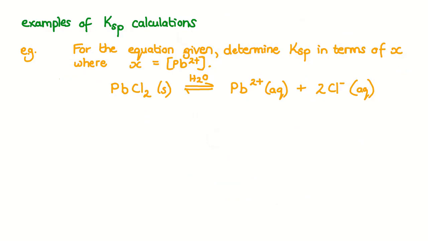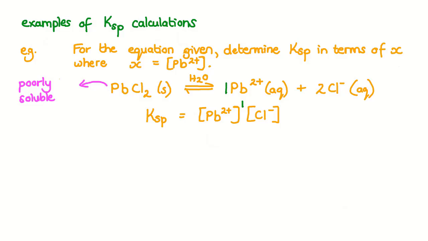For the equation given, determine KSP in terms of x, where x is equal to the concentration of the lead ion, or Pb2+. And the equation is PbCl2 solid dissolved in water to give Pb2+ aqueous plus 2Cl- aqueous. Lead chloride is poorly soluble in water. The KSP expression for this equilibrium is the concentration of the lead 2+ product raised to the power of 1 multiplied by the concentration of the chloride product raised to the power of 2.